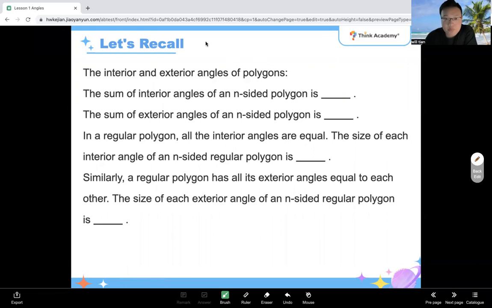So for example, let's take a rectangle as an example. This is a rectangle, or you can say a quadrilateral. And I can use the diagonal to cut it into 2 triangles, right? So basically for this 4-side polygon, I can cut that into 2 triangles, right? So 4-side, you can cut that into 2 triangles.